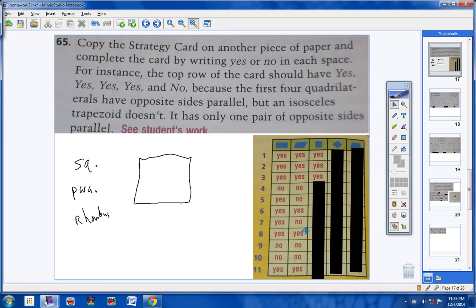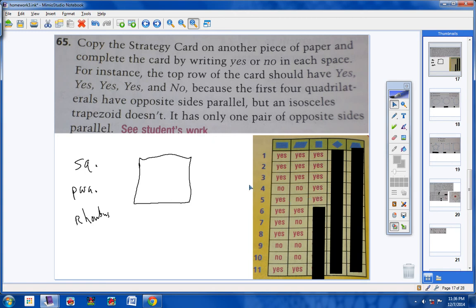Number 4, all sides are congruent. Yes, because a square has 4 congruent sides. Number 5, has 4 right angles. Yes, it is a square. A square is a parallelogram with 4 congruent sides and 4 right angles.